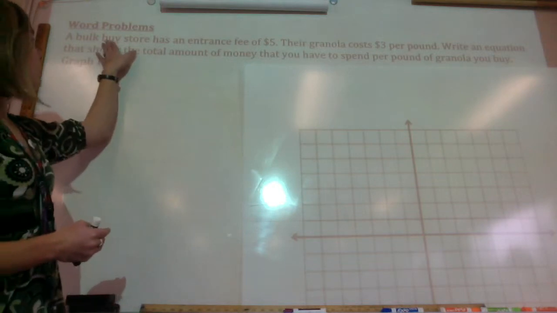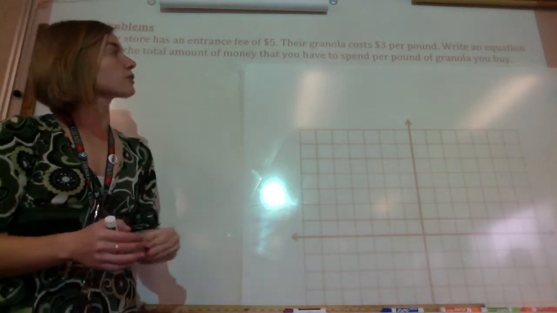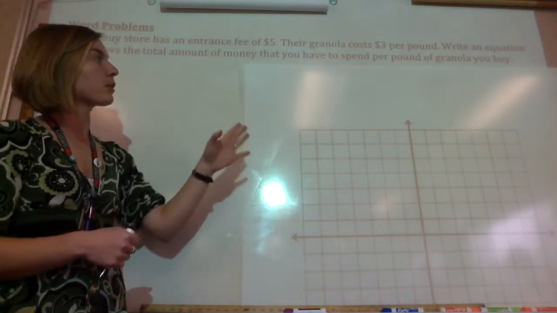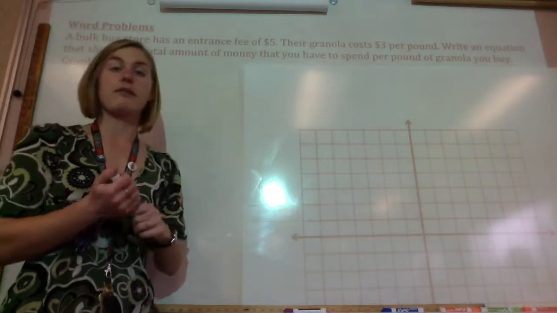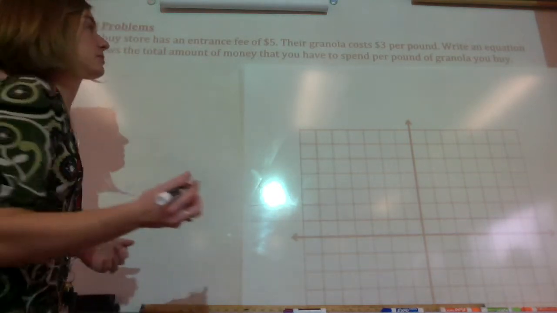So it says a bulk buy store has an entrance fee of $5. The granola costs $3 per pound. Write an equation that shows the total amount of money that you have to spend per pound of the granola, and then we need to graph it as well. So if we need to write an equation, all we need is y equals mx plus b.